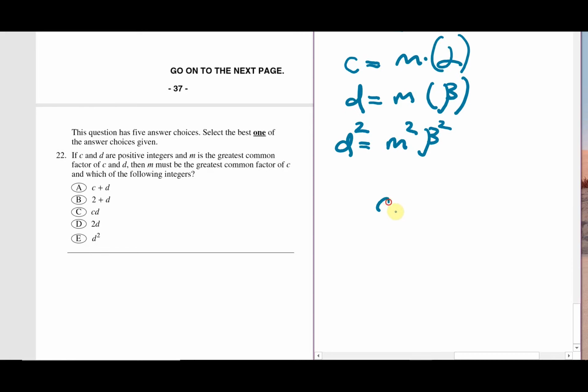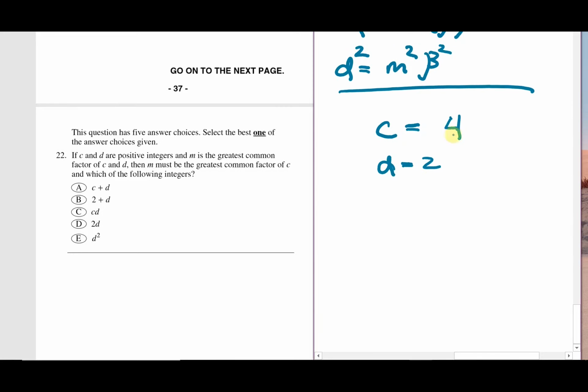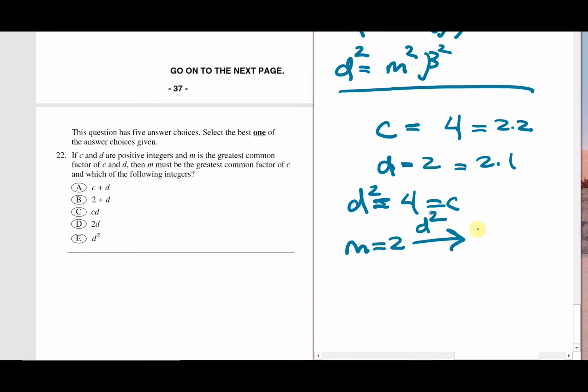It's better to do counter examples like this: C equals 4 and D equals 2. Best case is to try to simplify this as much as possible. So you start with C equals 4, D is 2, well, D squared equals 4, which equals C. The greatest common factor here is 2 times 2 and this is 2 times 1, so initially M equals 2. And then when you multiply by D squared, now M equals 4 because now they're equal.